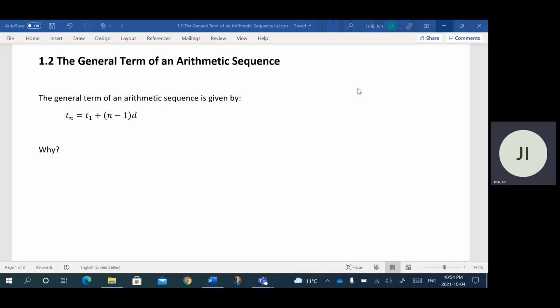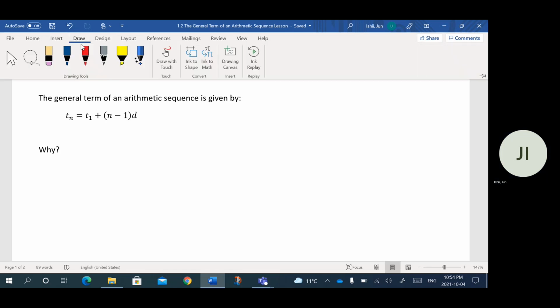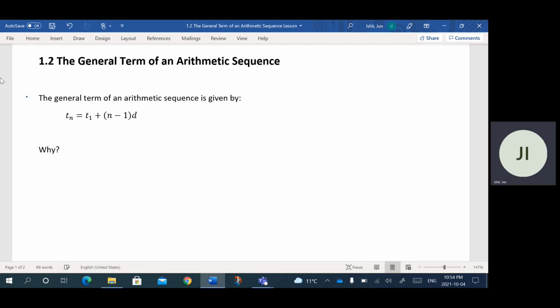All right, so we're on to the last lesson of this unit, which is on the general term of an arithmetic sequence. In the last lesson, we looked at arithmetic sequences in general. The key thing with arithmetic sequences is that to get from one term to the next, you're going to add or subtract.